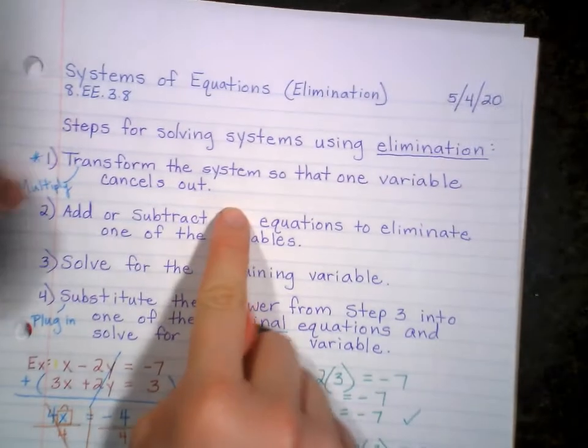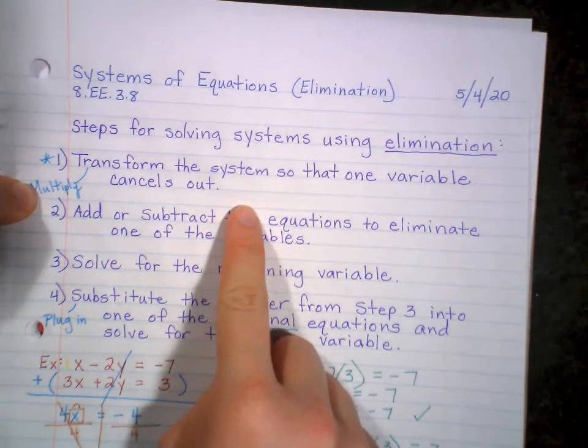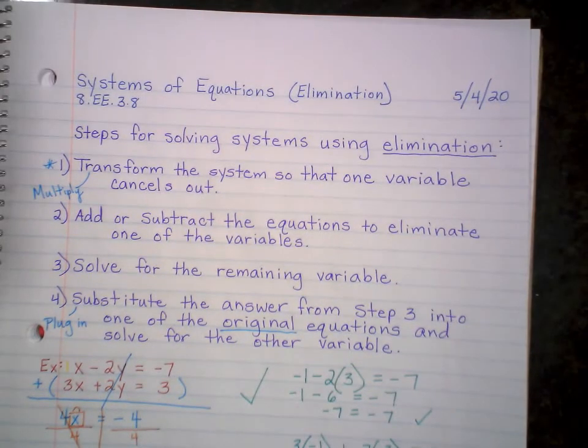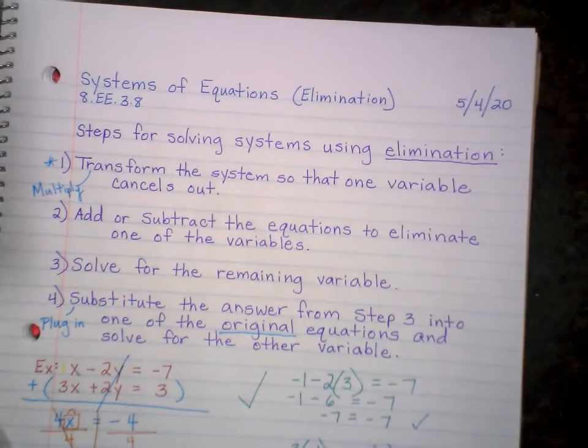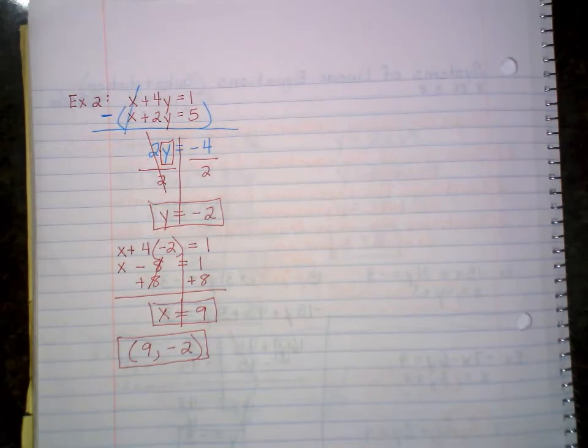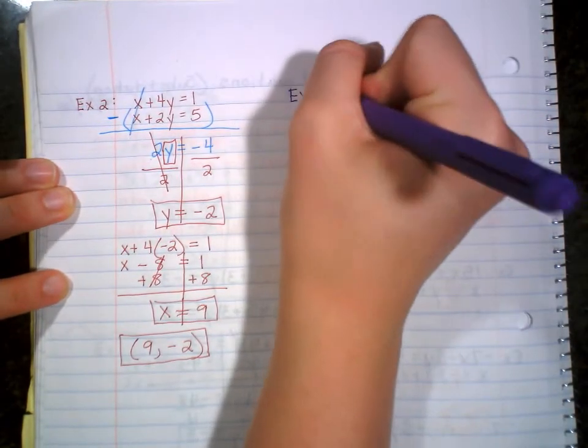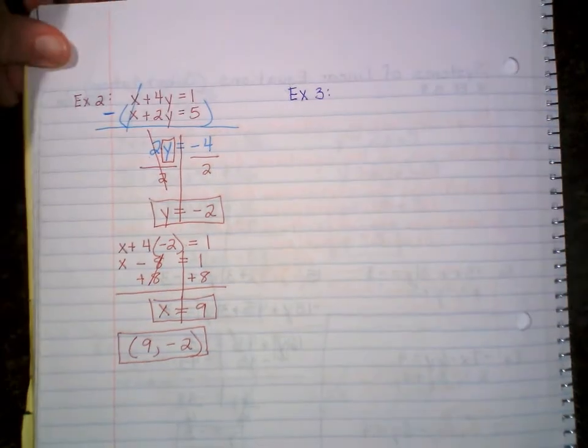So those 2 examples, we did not have to transform the system to cancel one out. We didn't have to transform it. Okay? The next ones we do, though, we're going to have to transform them. All right? You'll see some of both. It's not that scary. Don't get worried. Okay? And then the other steps will stay the same. Example 3.